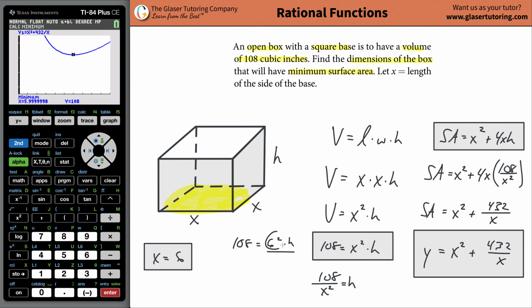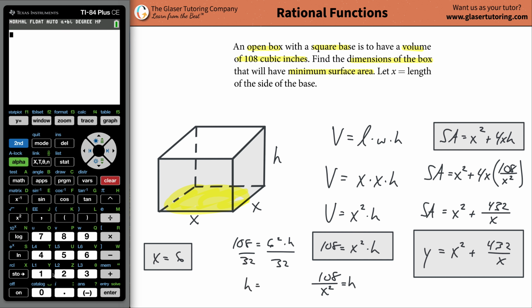So just divide. 6 squared is 36. Divide that side by 36, divide that side by 36. h is then going to be equal to, if you want to use your calculator, go for it, 108 over 36. What do you think that's going to work out to be? It's going to work out to be 3.